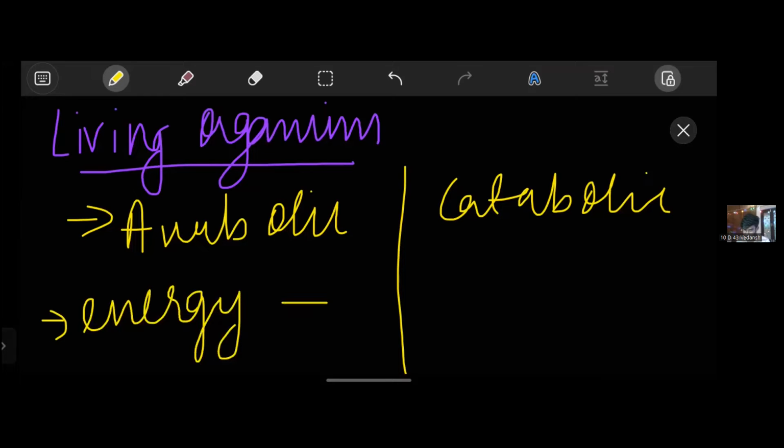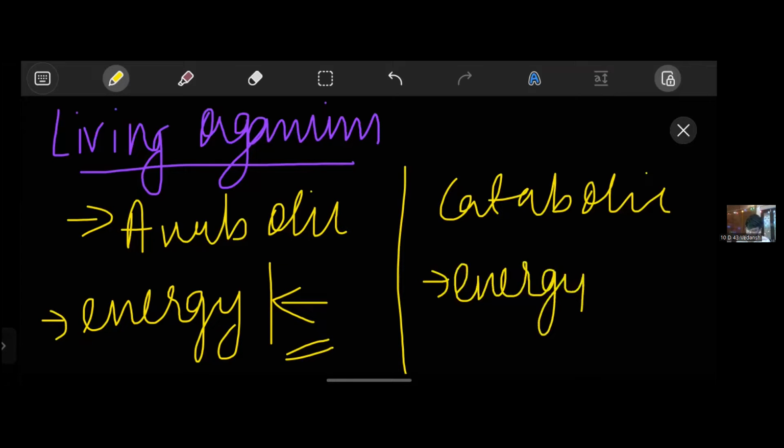Okay, energy in the wall. Kaise yaad rakhenge? Energy in the wall. That means draw a wall, draw this signature like this. That will show you that it is an anabolic process, that energy is coming inside. Okay, catabolic is energy outside the wall. It gives out energy to be used by it. So inside living organisms, both reactions happen simultaneously.